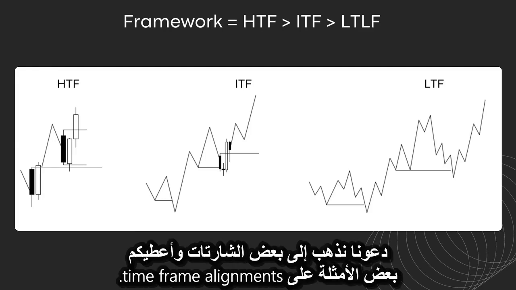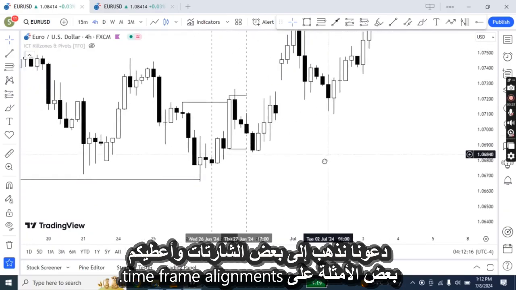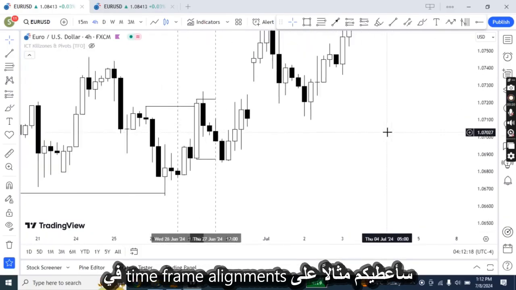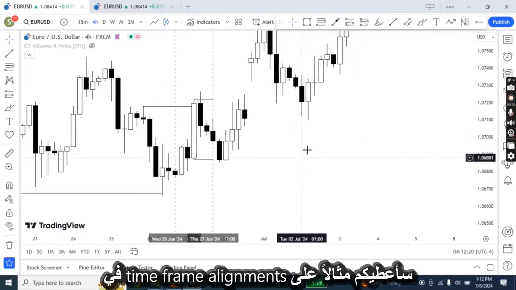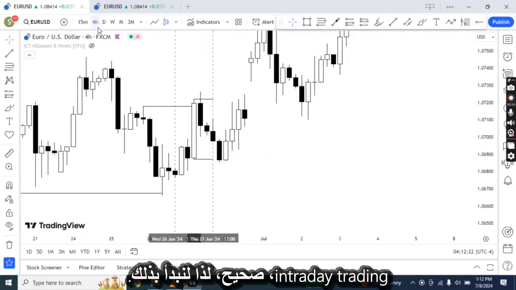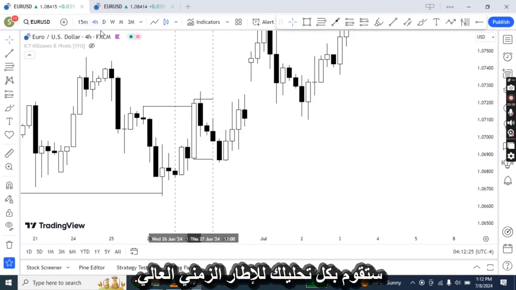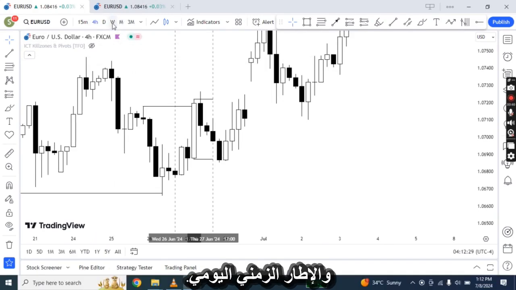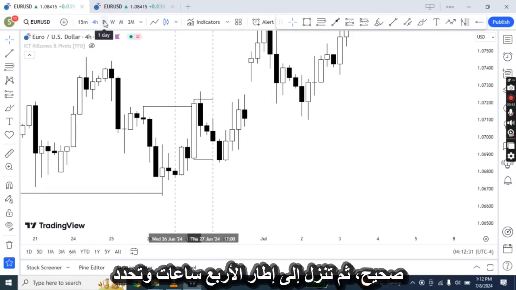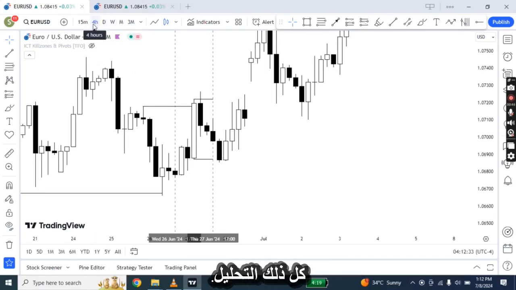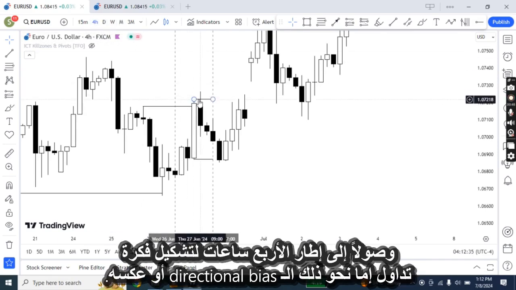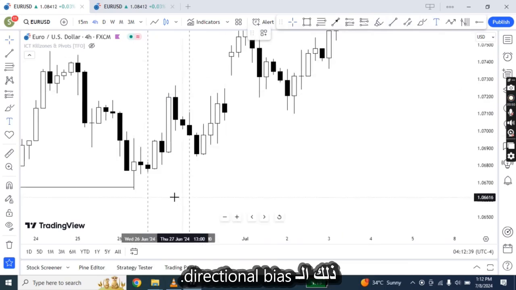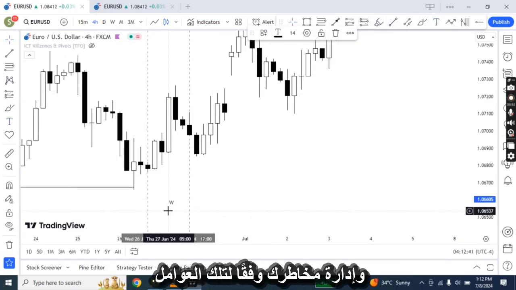Now let's go over some charts and let me give you some examples of time frame elements. So I'll give you an example of time frame elements of intraday trading, right? So let's start off with that. So you're going to do all of your higher time frame analysis and determine your directional bias on the multi time frame, the weekly and the daily time frame, right? And then come down to the 4-hour time frame and refine all of that analysis to frame a trade idea either towards that directional bias or counter to that directional bias, and manage your risk accordingly based on those factors.